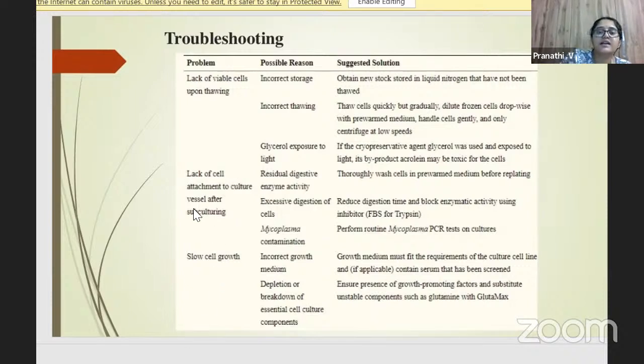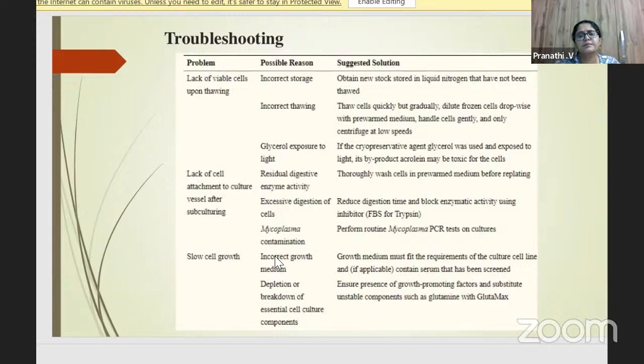And if there is any lack of attachment to the culture vessel after subculturing, that is because of the digestive enzymes that are present, or cell adherents are not working properly, or because of any mycoplasma contamination. Based on this, you have to either give the medium for replating, or you have to block the enzymatic activity using an inhibitor such as FBS, fetal bovine serum, for trypsin, or else you have to perform a PCR test to see whether there is any mycoplasma contamination.